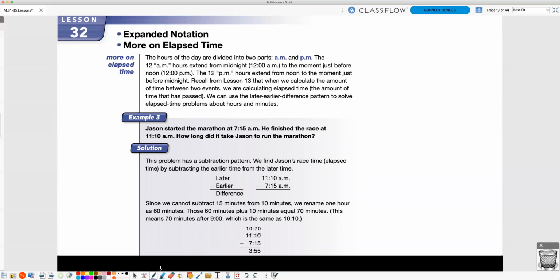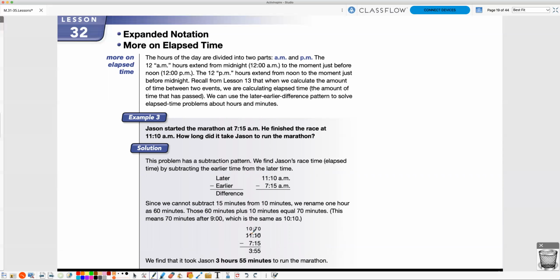So in this case, we want to subtract, we're borrowing 1 hour, turning the 11 into 10, and we're adding that 1 hour onto the minutes side. If we throw in 1 hour over here, it's 60 minutes. This is hours, this is minutes, remember. So that makes 10 plus 60, 70. Now you can take 70 minus 15, and when you do that, you get 55. And then you just take the hours, they have to be separate. So it'd be 3 hours and 55 minutes, the duration it took Jason to run the marathon.